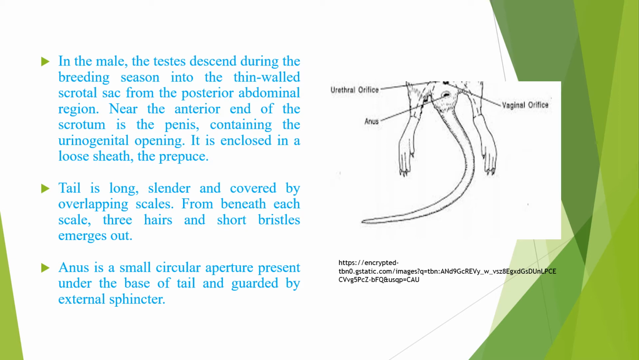Tail is long, slender, and tapering, and it is covered by overlapping scales. From beneath each scale, hairs and bristles emerge. Anus, as you can see in this diagram, is a small circular aperture present under the base of the tail, and it is guarded by the external sphincter.